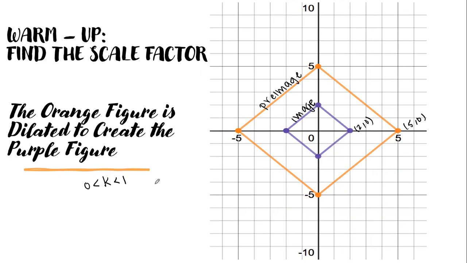the image over the pre-image K. Awesome. So new over old, image over pre-image, like Emily beautifully said. And then it's going to be 2, 0 over 5, 0. 0.4. Awesome. So 2 over 5 will be 0.4.